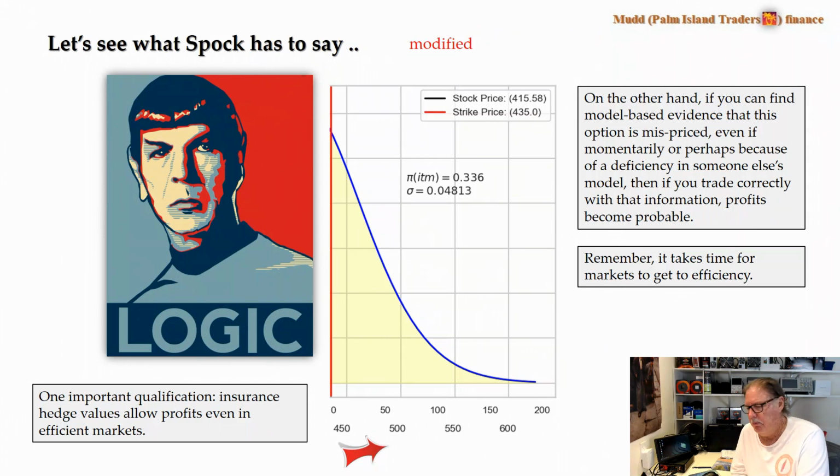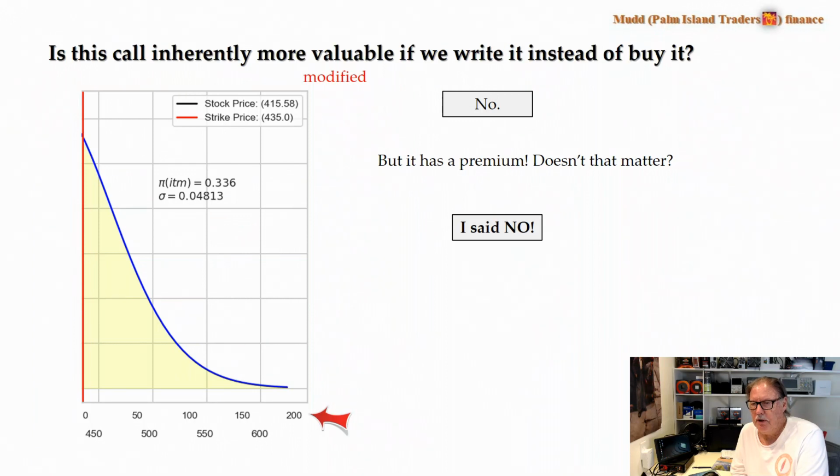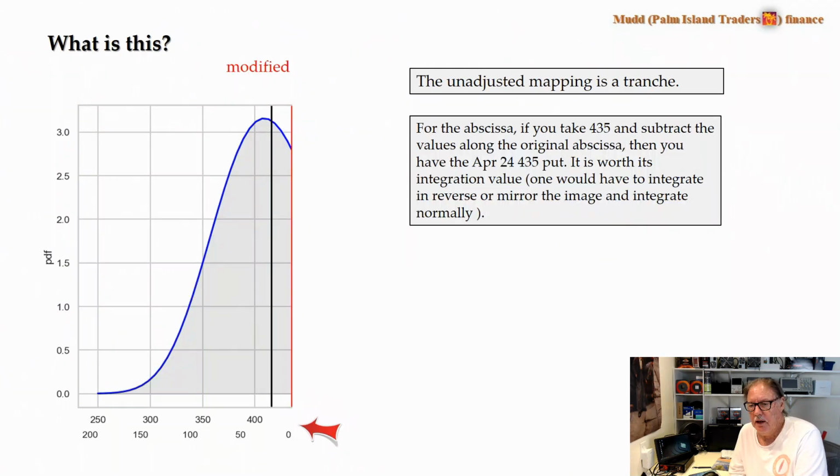Now we are making ourselves clear about what this means. And we say, is this call inherently more valuable if we write it instead of buy it? And again, we actually need to be referring to the value of the call and not the value of the tranche. And so the upper axis where the red arrow is pointing is valid. It's also valid for the tranche if you're talking about pricing it. And the fact that it has a premium is not relevant.